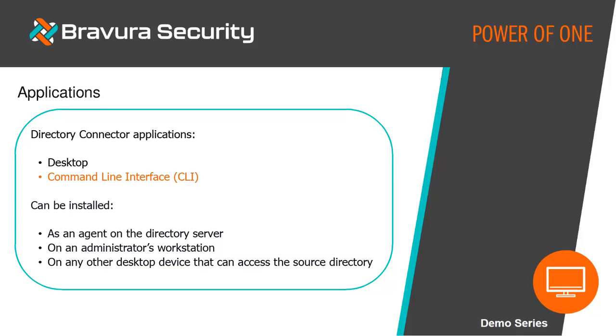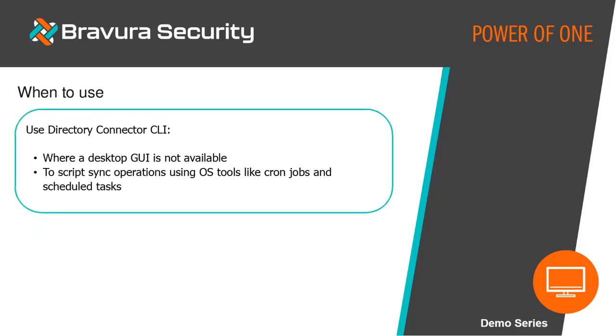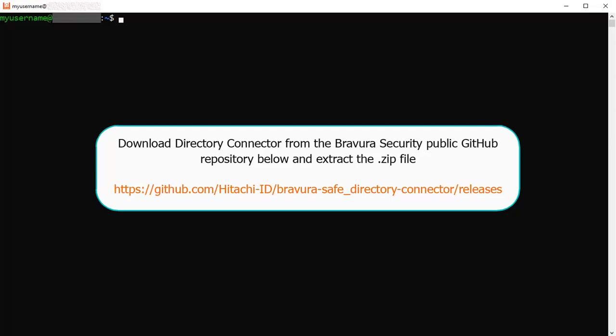The Directory Connector application can be installed as an agent on the server that hosts your directory, on an administrator's workstation, or on any other desktop device that can access the source directory. The Directory Connector CLI is appropriate for work in environments where a desktop GUI is unavailable, or if you want to programmatically script directory sync operations using tools provided by the operating system, for example, cron jobs and scheduled tasks. The Directory Connector is currently available for the Linux operating system.